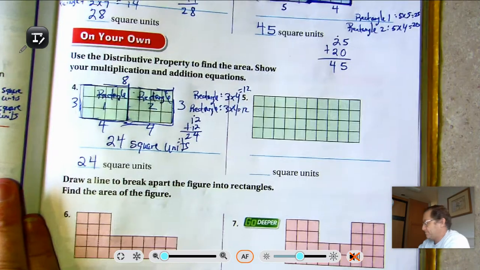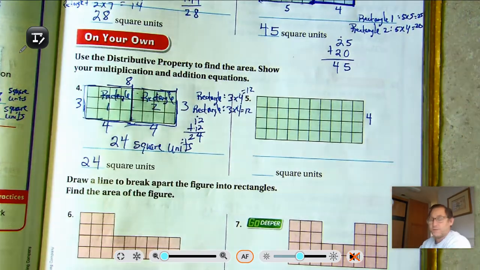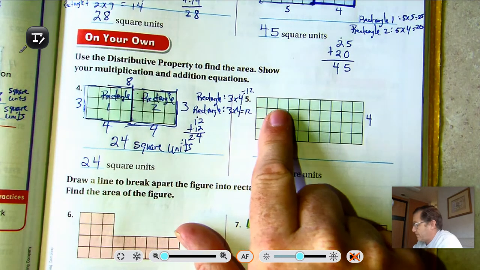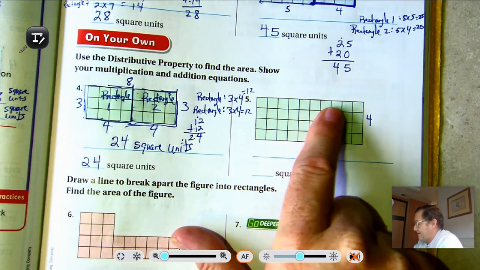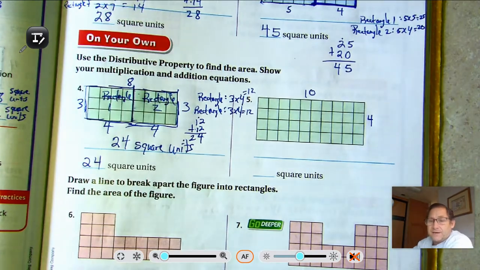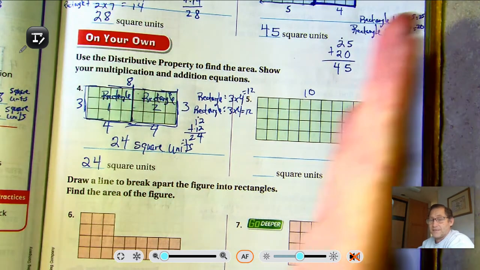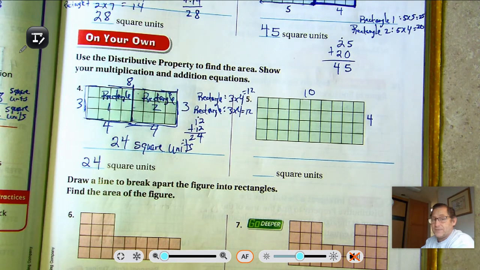All right, number 5. 1, 2, 3, 4. 4 rows. 1, 2, 3, 4, 5, 6, 7, 8, 9, 10. Ooh. I've got to tell you, in my mind, there's no reason I would break that up. That's a very easy problem, 4 times 10. But because we are practicing using the distributive property to find area and breaking larger rectangles into smaller rectangles, we'll go ahead and do that.